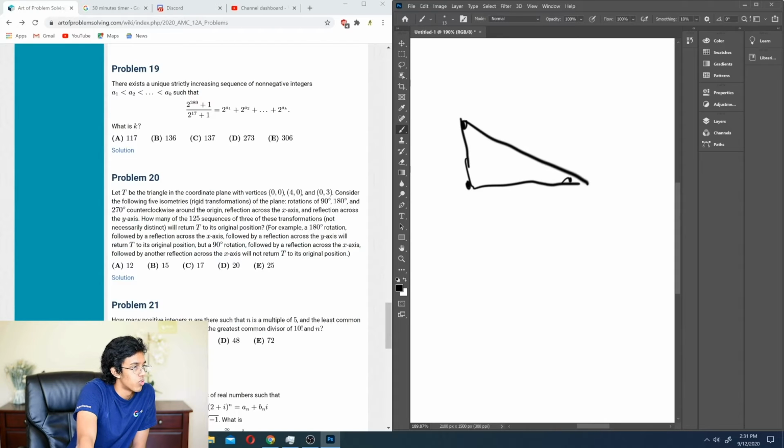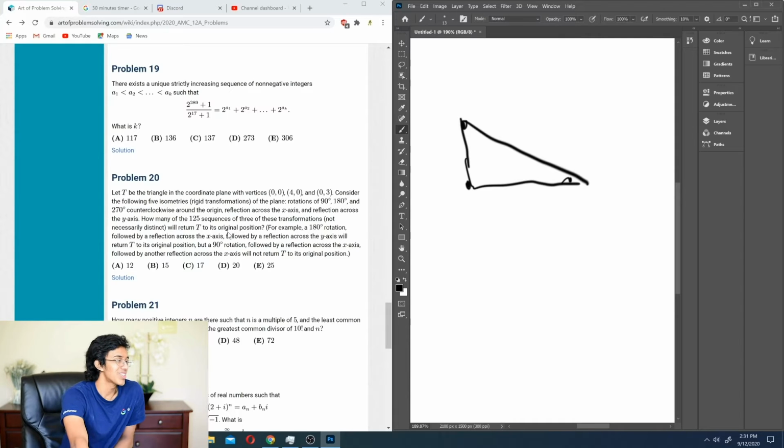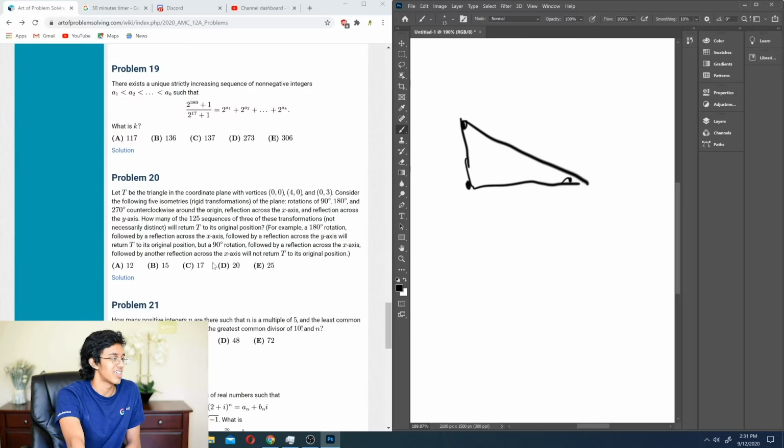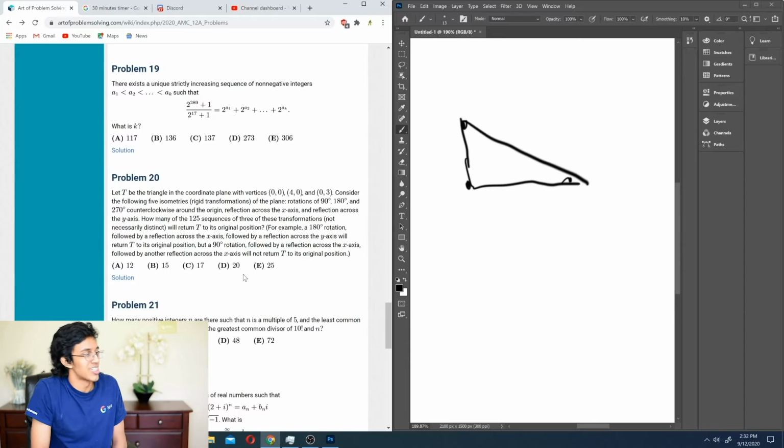How many of the 125 sequences of 3 of these transformations will return? Oh, so it's only 3. Okay, there's 125. Oh, okay, we could literally just brute force it, right? Straight up we could. There's not even that many. If we could find 21, then we know it's E. Okay, well, let's not get too ahead of ourselves.